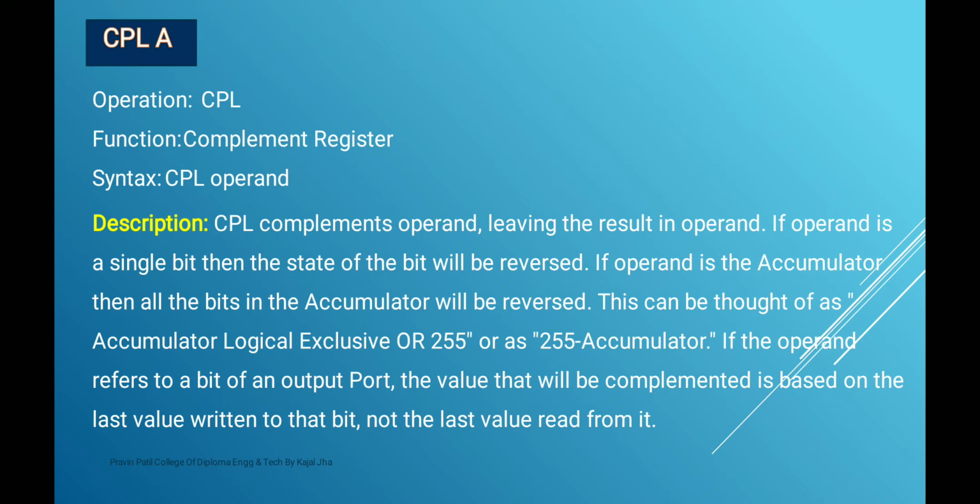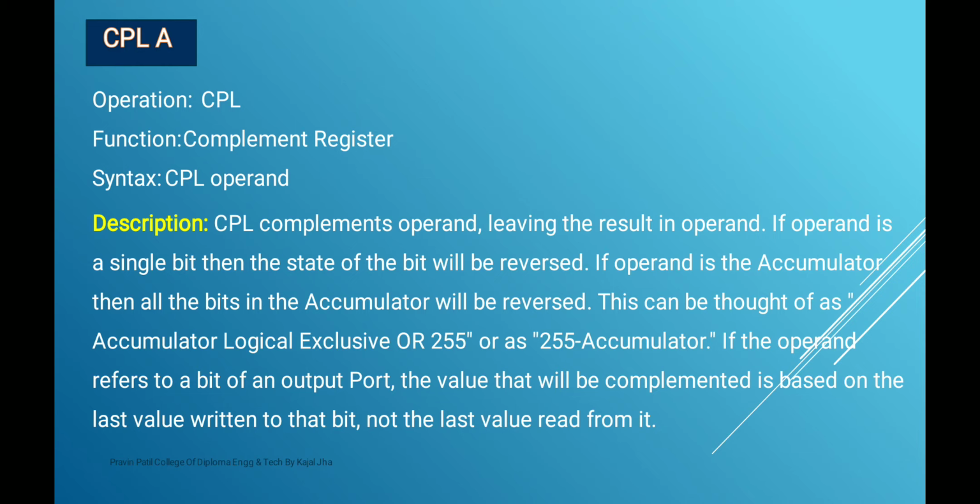Okay, this is nothing but the CPL. The CPL A instruction complements each bit of the accumulator, that is, the ones complement. Bits which previously contained a 1 are changed to a 0. Complement means if a bit was previously 0, then after execution it will be 1, or if it was previously 1, then after execution it will be 0. That is the meaning of complement, or vice versa. No flags are affected here.